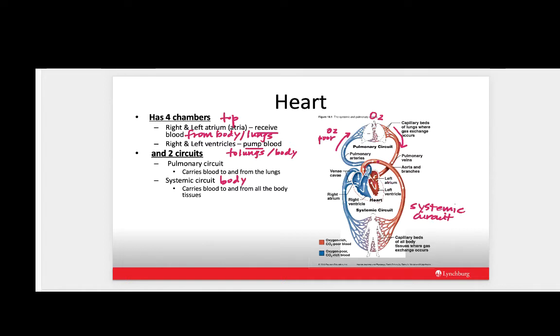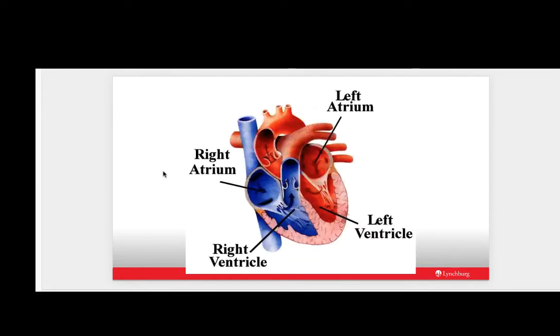as blood leaves the heart and travels to all the tissues in the body and supplies those tissues with oxygen, and then picks up excess carbon dioxide that's given off as a metabolic waste product and returns that to the heart. Okay, so that's our systemic circuit. So 2 circuits, pulmonary for lungs and systemic for the body. Okay, and here's your 4 chambers, basically stacked up. So right atrium, right ventricle for the right side of the heart, left atrium, left ventricle on the left side of the heart.